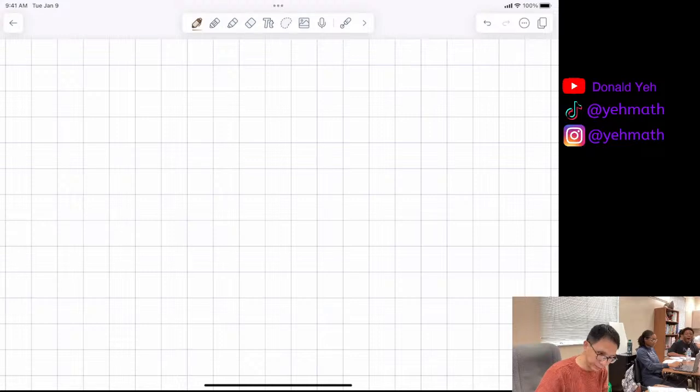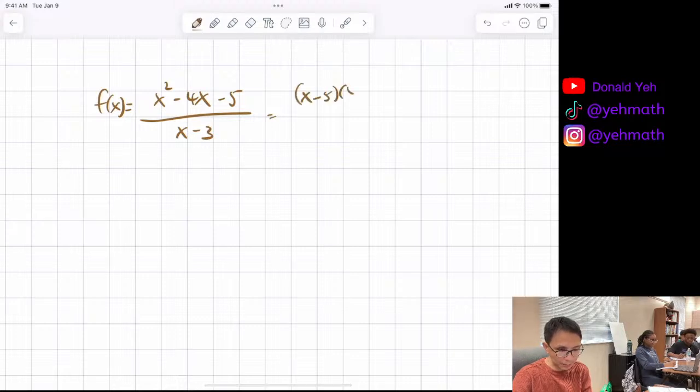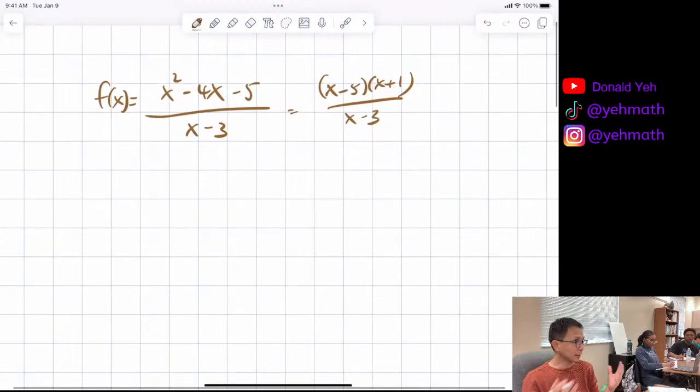So for example, if I have f of x is equal to x squared minus 4x minus 5 all over x minus 3. Can I factor the top? Yes. So it becomes x minus 5, x plus 1 over x minus 3. Is anything canceling? No. So there are two things that happen here. One is there's nothing that can cancel, so there's no hole.